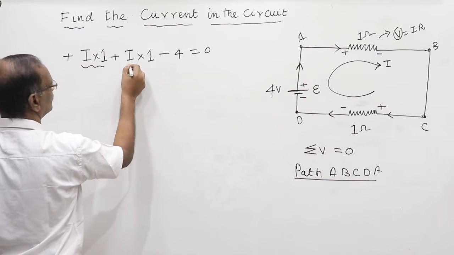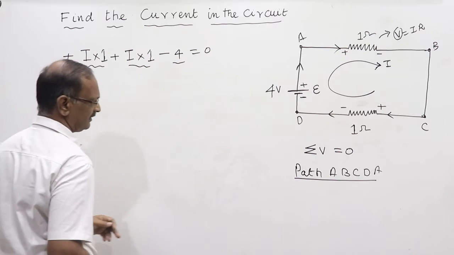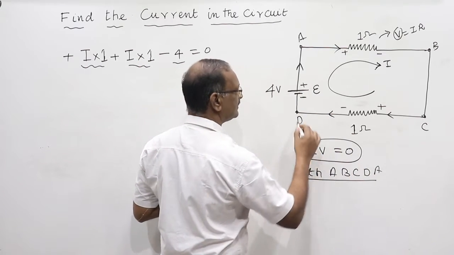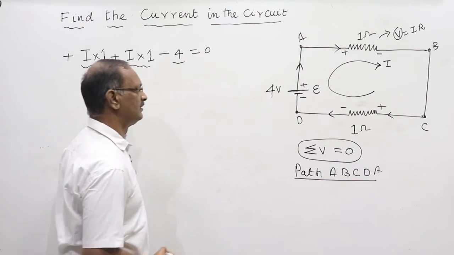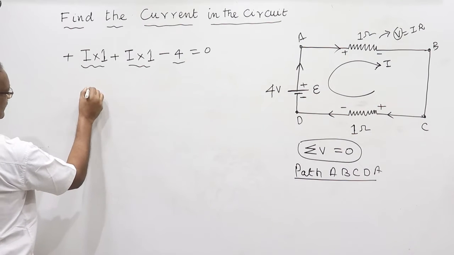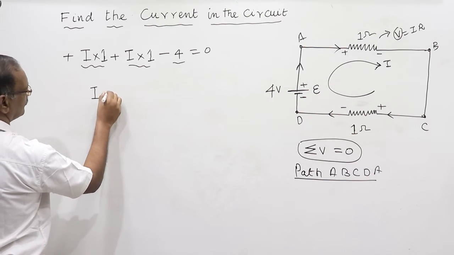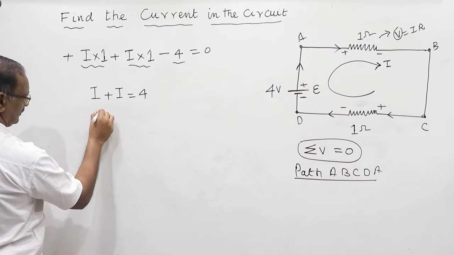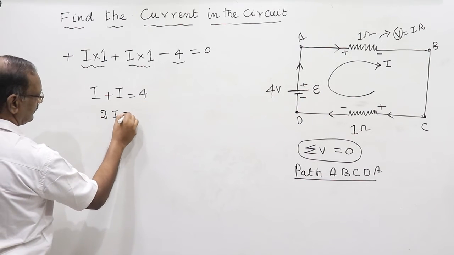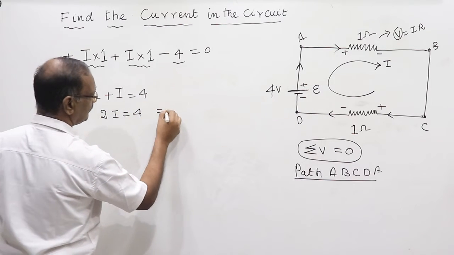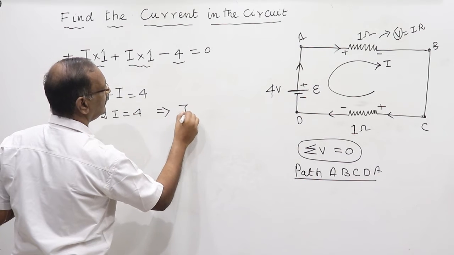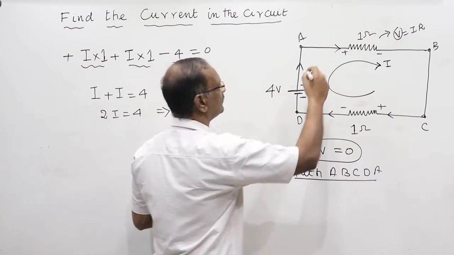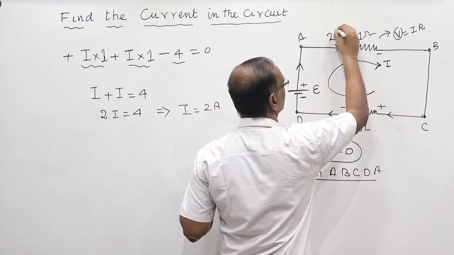This is one voltage source, this is one voltage source, this is one voltage source. It means the algebraic sum of all voltages in a closed path is equal to 0. We have written I plus I is equal to 4, or 2I is equal to 4. That implies I is equal to 2 ampere. The current flowing through this is equal to 2 ampere.